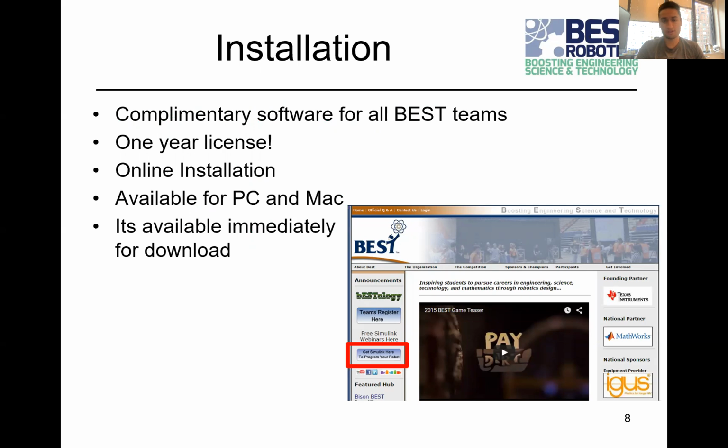You get a free 1-year license through BEST Robotics. It's just online, available for PC and Mac. And I believe when you download it, there's an option to install the Simulink plugin. If not, you can also download Simulink separately.